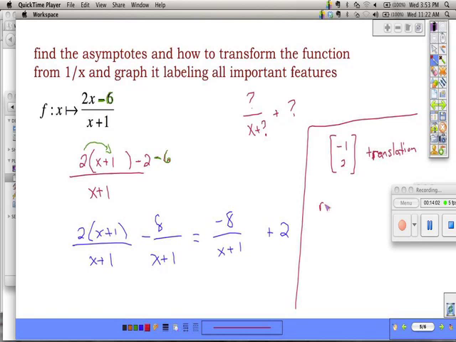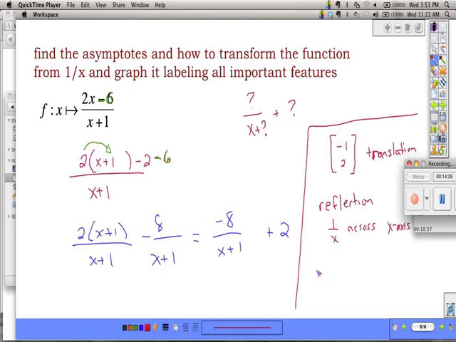And then that negative on top, the negative 8, means that we're reflecting across the x-axis. So this graph is flipped from what the parent function would look like. And this graph also will have a vertical expansion by a factor of 8.